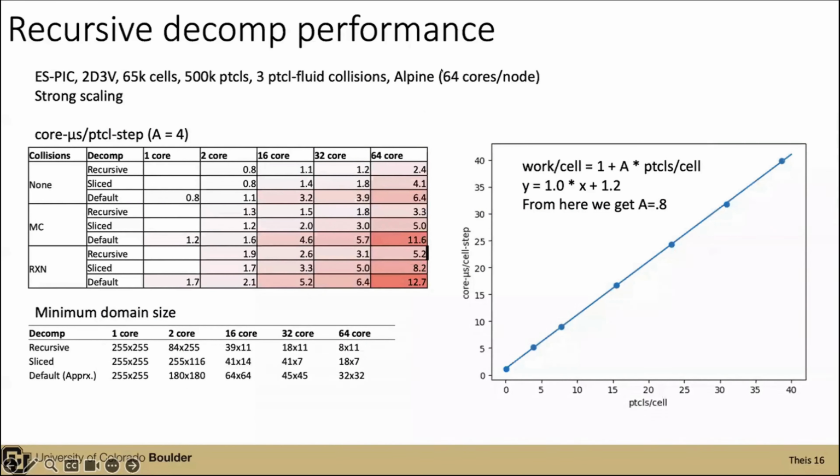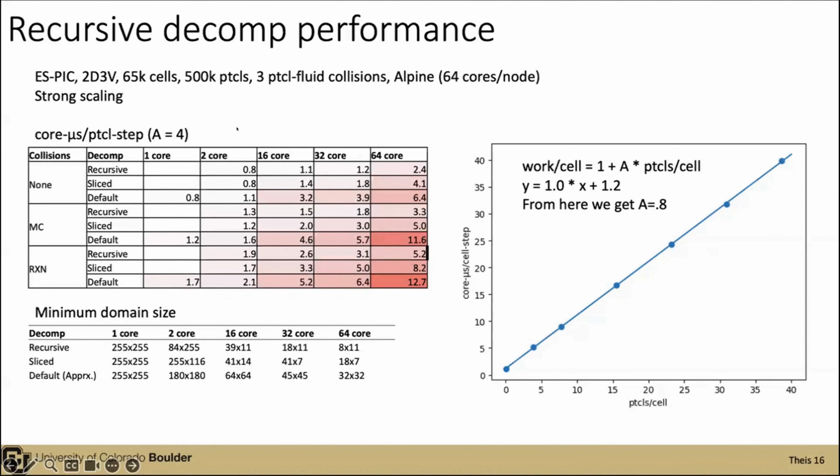So here is a table with a lot of data in it, but I think what we only need to select out here is the full speedup that I got. Originally, I was using a default decomposition, and the simulation would normally be run on 32 cores. This table is showing the strong scaling.